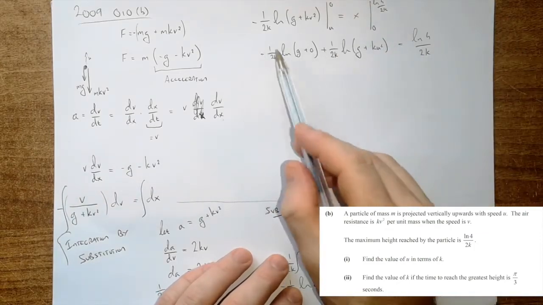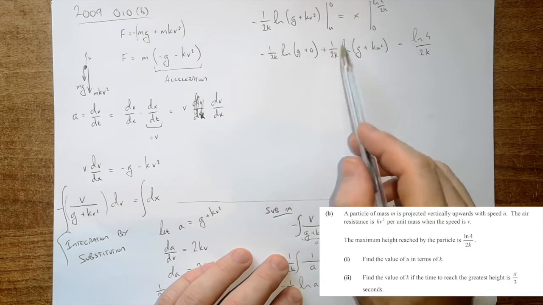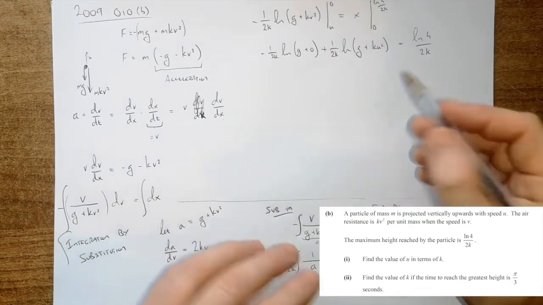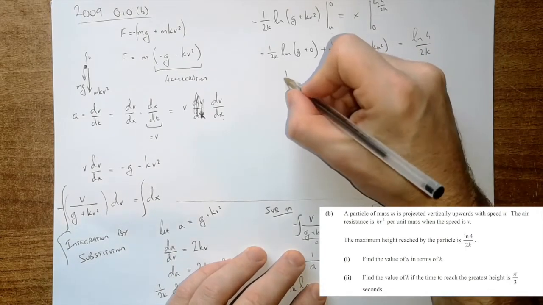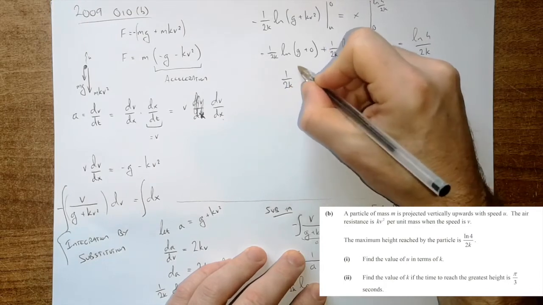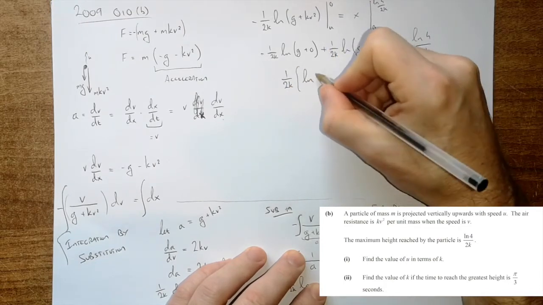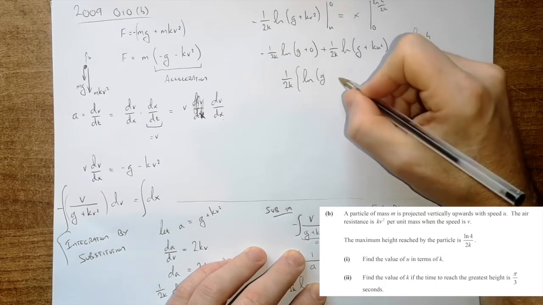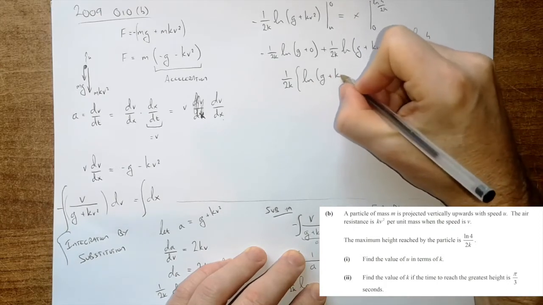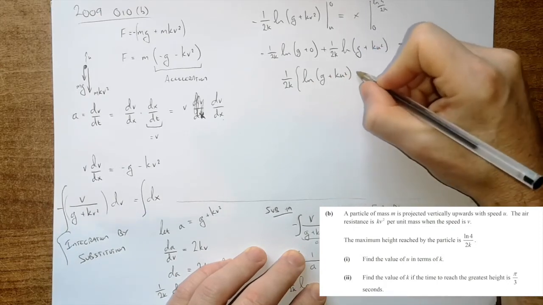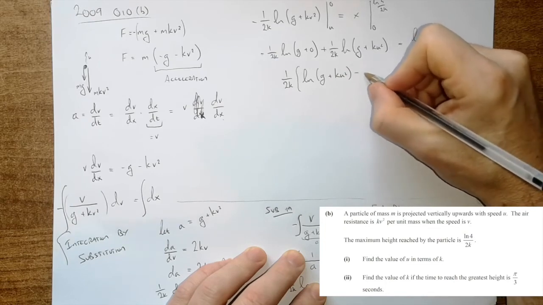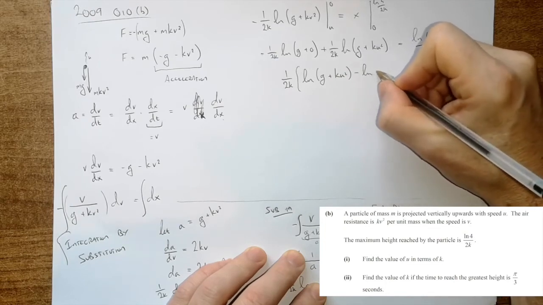Now, whenever I'm dealing with these logs, I like to get them as the plus and then minus, because then you can use your log rules. So we'll put 1 over 2k over here, and that is natural log of g plus ku squared minus natural log of g.